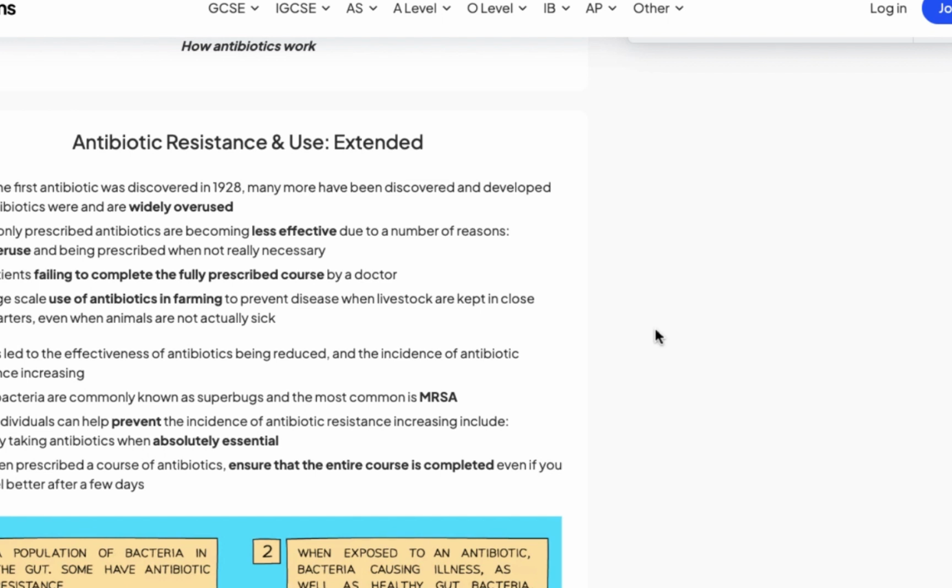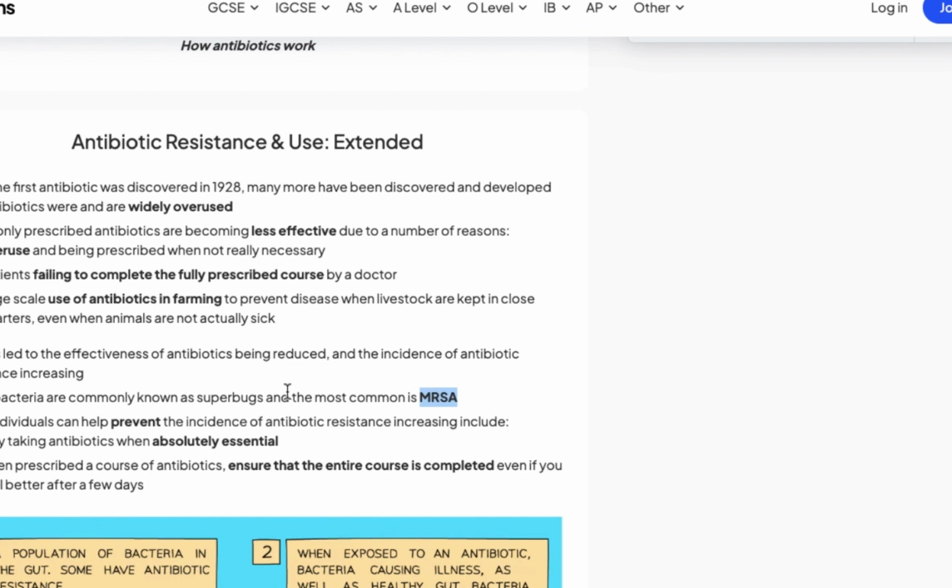Then the incidence of antibiotic resistance is increasing. The bacteria are commonly known as superbugs. They are what we call superbugs. These bacteria will evade your immune system and invade your body system, your body cells. And then the most common one is MRSA. The most common bacteria that invades your cells is MRSA.